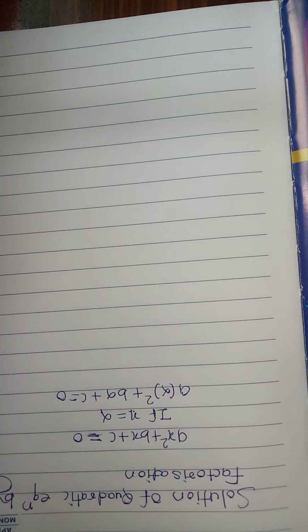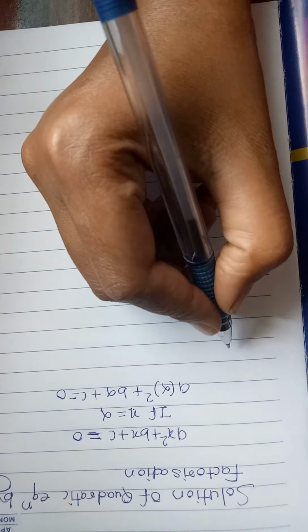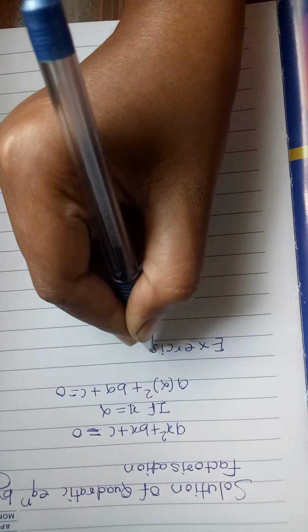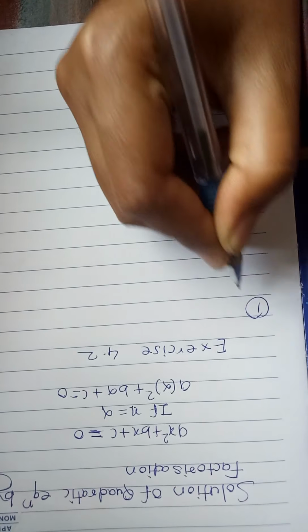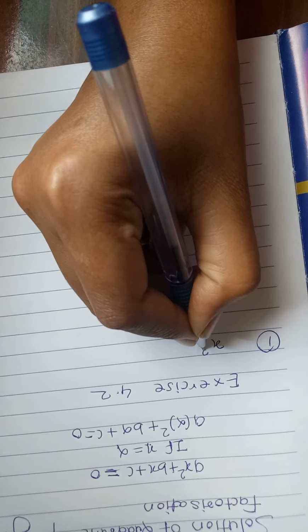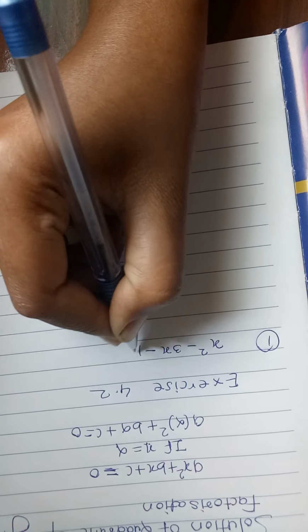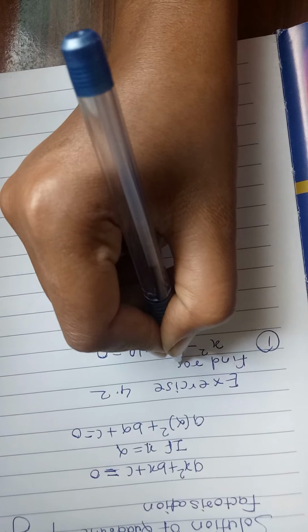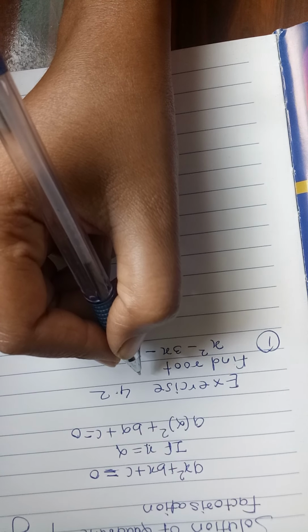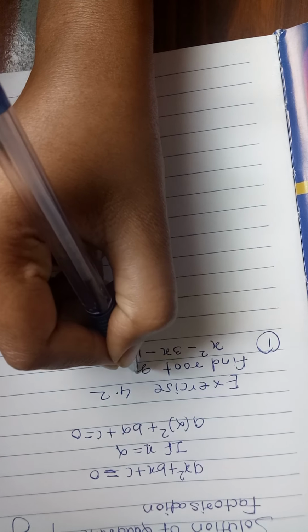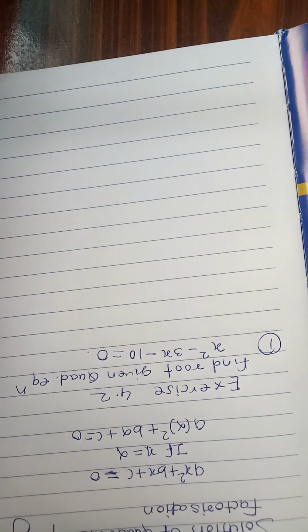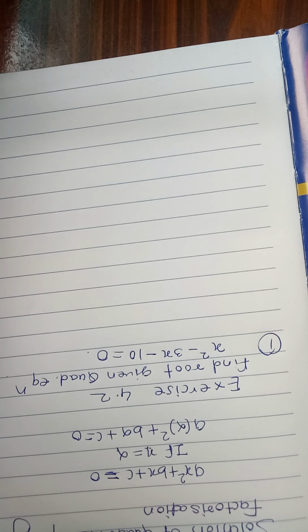We take some examples. The first example is from exercise 4.2. Example number one is x square minus 3x minus 10 is equal to 0. We have to find the roots of the given quadratic equation.